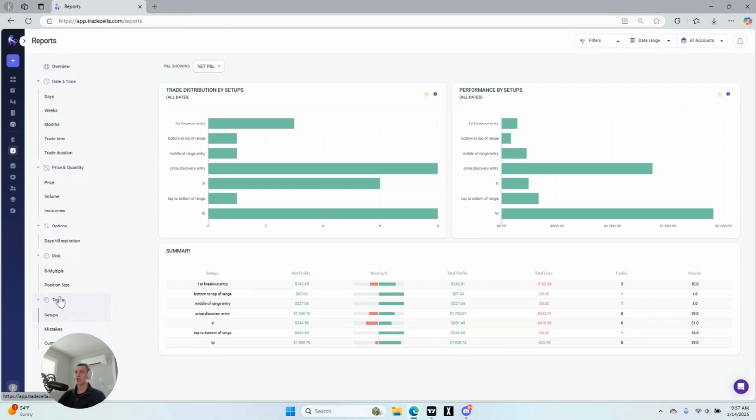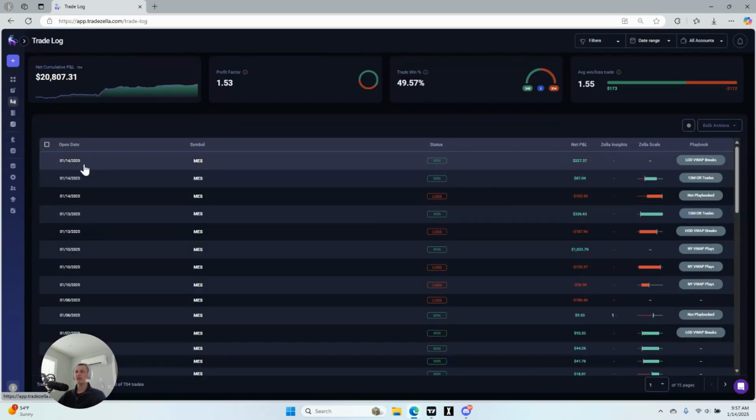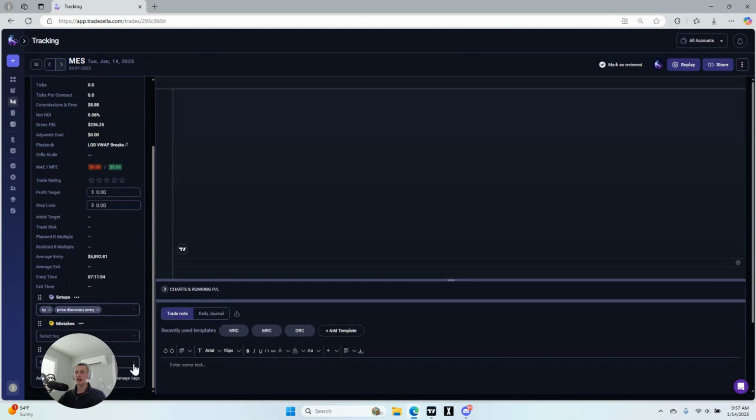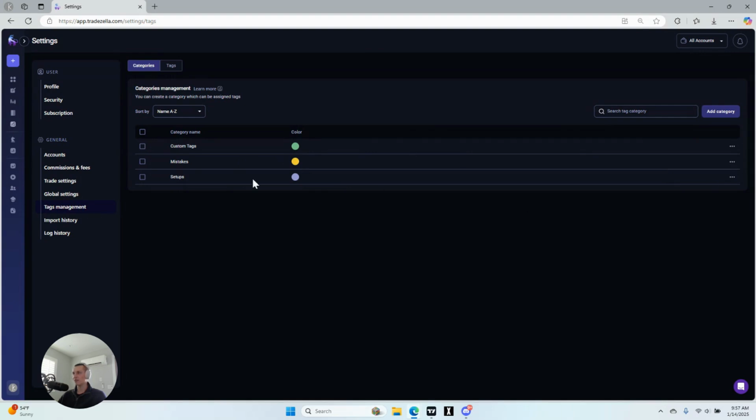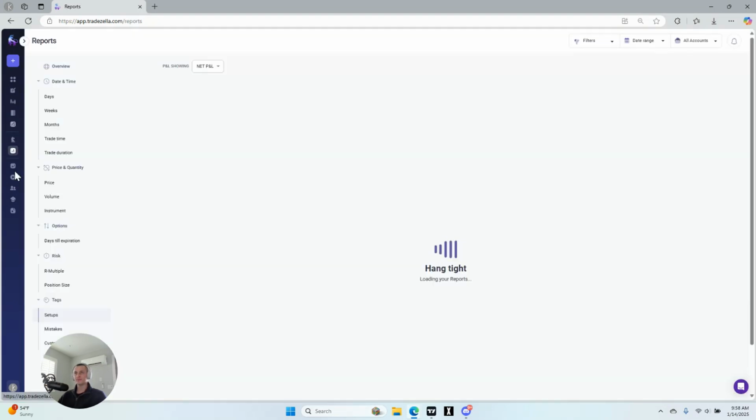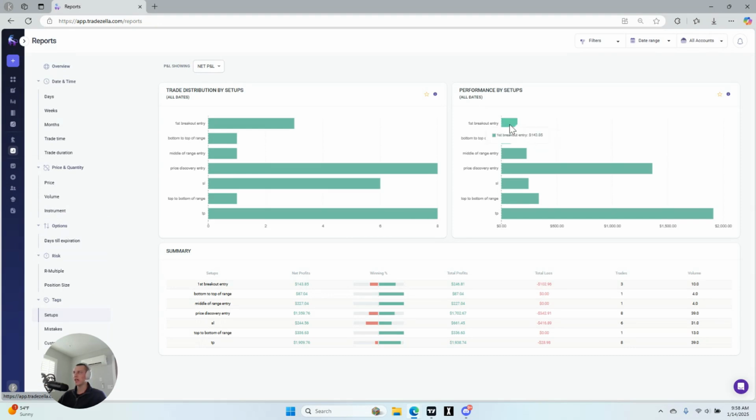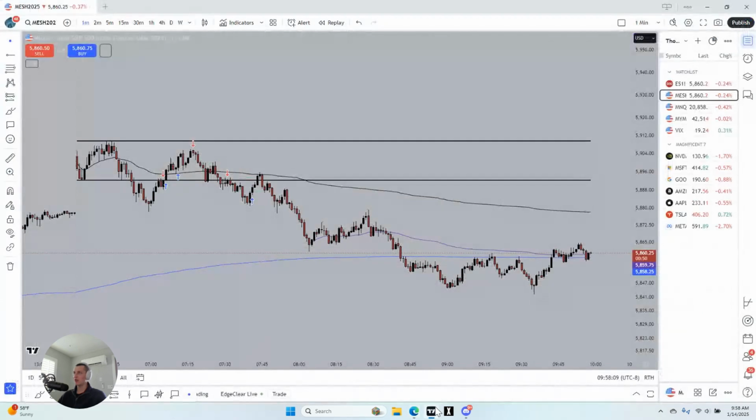Next, let's go to reports. Reports, you do setups. You make custom tags. You go to trades and you click into a trade and then go manage tags and then edit them all here. So that's how you make a tag. And so now let's look at my setups. I have first breakout entry. That would be like this entry. This entry right here was a first breakout entry. Now, it's not necessarily a super high probability. I cut it for a quick loser.